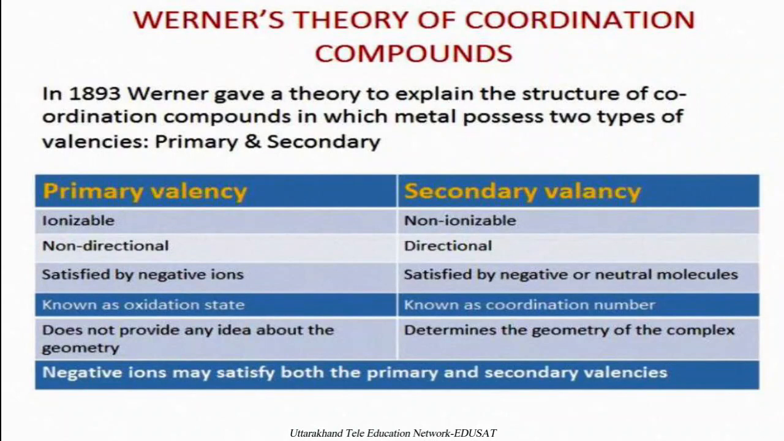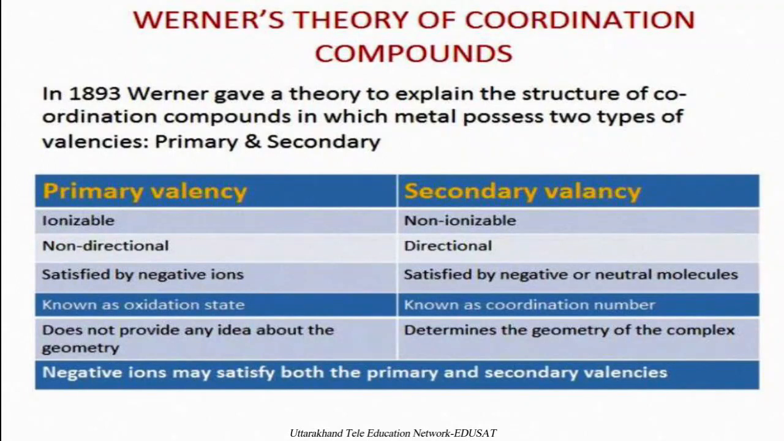The primary valencies are ionizable. These can be ionized in separate forms. Whereas the secondary valencies are non-ionizable. Second, the primary valencies are non-directional. They have no direction. They can be placed in any spatial arrangement. But whereas secondary valencies are directional.